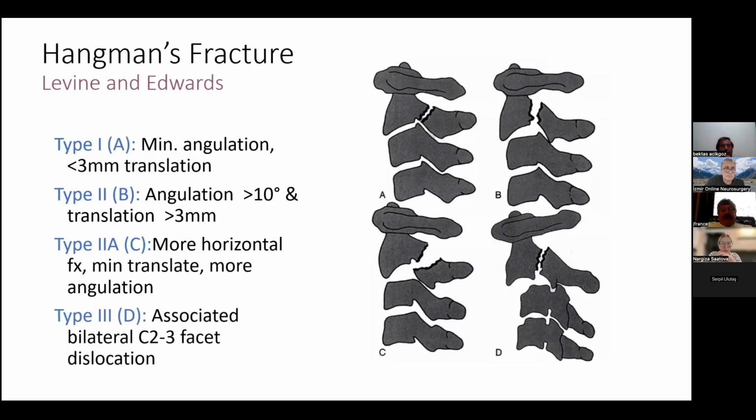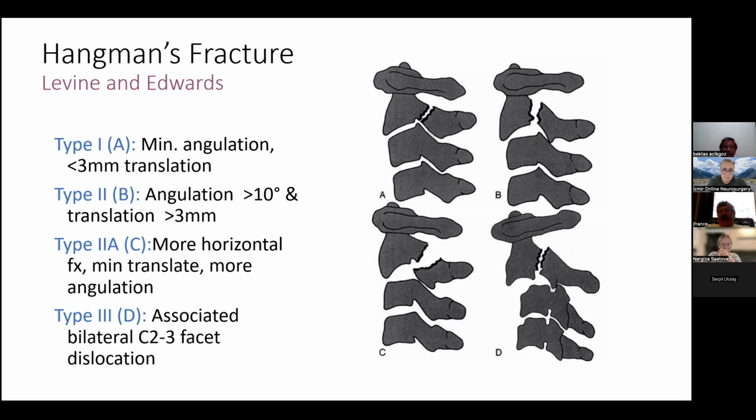It was really initially the Levine classification, and it's basically a type 1 fracture is essentially a non-displaced fracture, minimal angulation, less than 3 millimeters translation. A type 2 is basically a displaced fracture. It has greater than 10 degrees of angulation, greater than 3 millimeters translation. You'll see there's a huge variation in these type 2 fractures from just barely a type 2 to a much more severely displaced type 2. And I think this is one of the problems when we look at the literature, is that that's a wide body of classification.